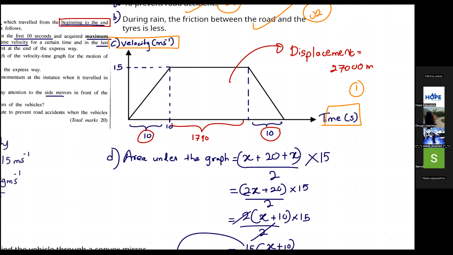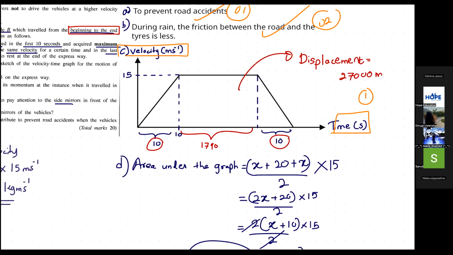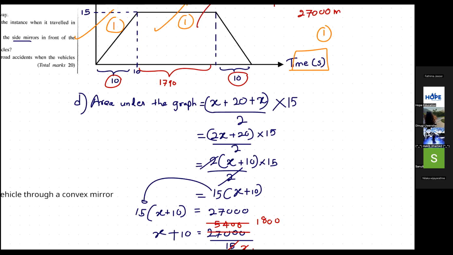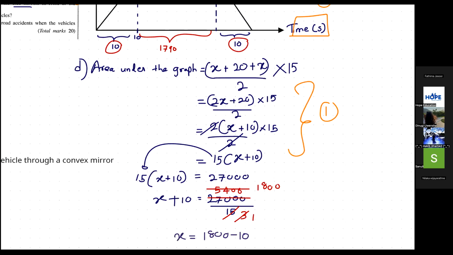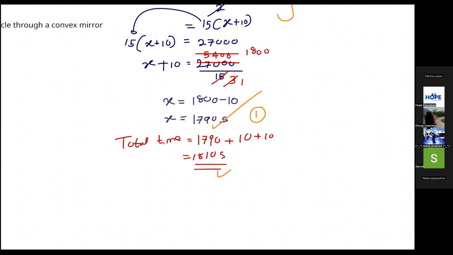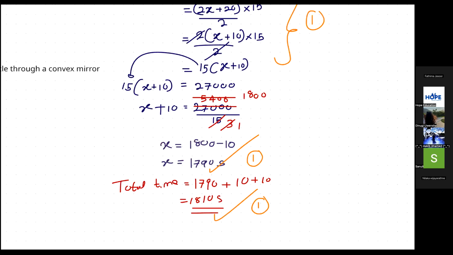So for labeling the axes, you get 1 mark, right? And then graph එකේ shape එකට you get another mark. And velocity එක මෙතන 15 කියලා mark කරලා, මේ times එහෙම 10, 10 කියලා mark කරනකොට you get 1 mark. And then මෙතන මේ methodology එකට they have given you 1 mark. Whatever the method you use, if that method is correct, they have given you 1 mark. මෙතන 1790 seconds කියලා දානවට 1 mark, right? And then මේ ටික add කරලා 1810 කියලා දානවට 1 mark. So altogether 3 marks there, right?